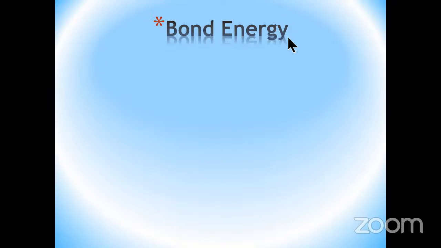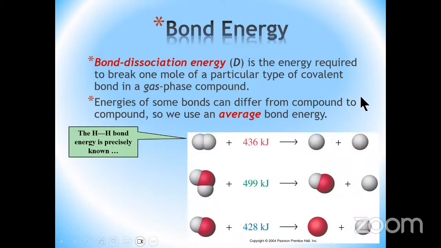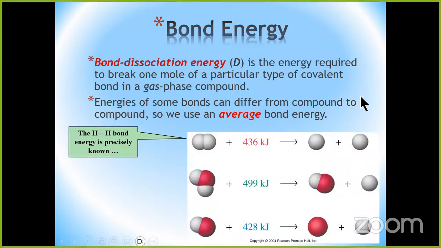And the bond energy, or also called the bond dissociation energy, is the energy required to break up the bond between two atoms in a gas phase, all right? And we met this before when we were talking about the Born-Haber cycle. So the amount of energy, for example, to break the hydrogen-hydrogen bond is 436 kilojoules, right?